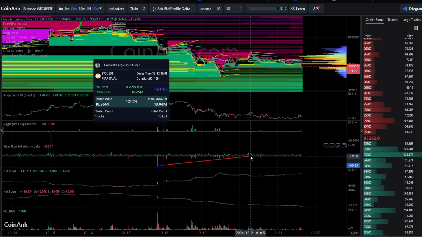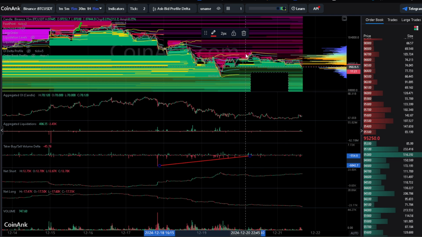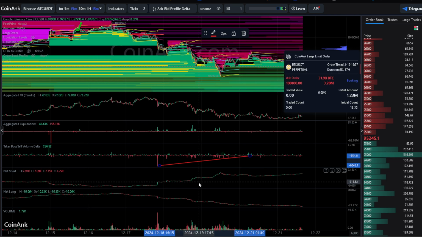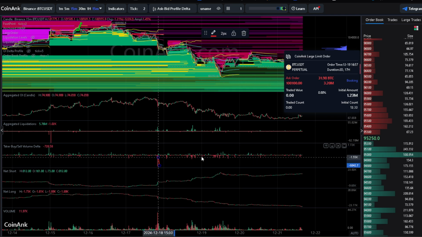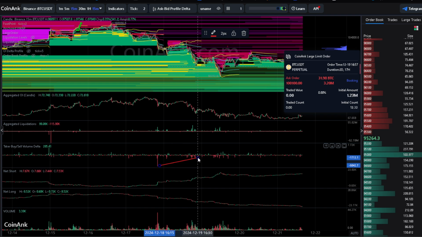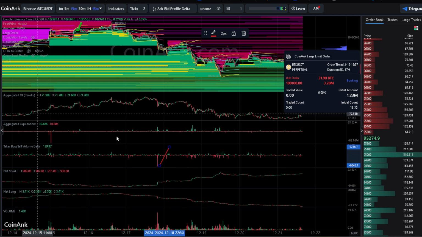I mean, look at this. You could say this is a trend line like that. That didn't go anywhere. So my point is, macro is more for when you're drawing trend lines for something like taker buy sell delta, or aggregated liquidations, open interest, all this stuff.